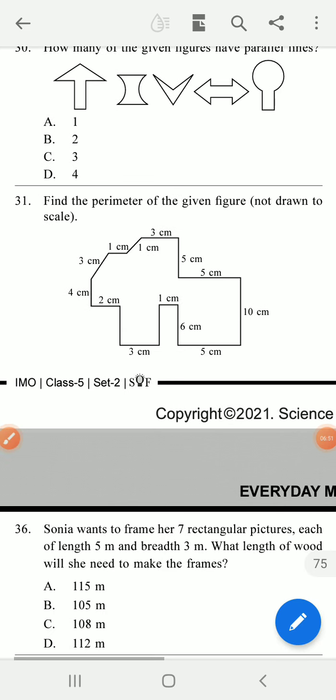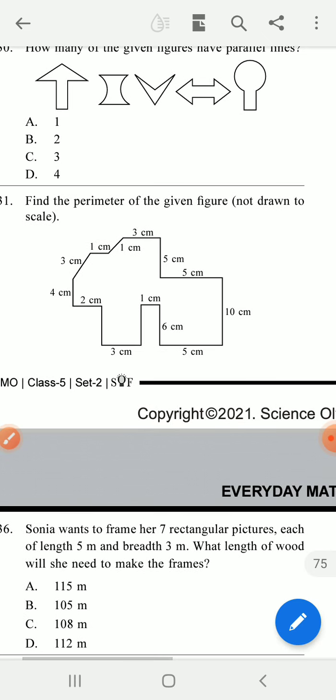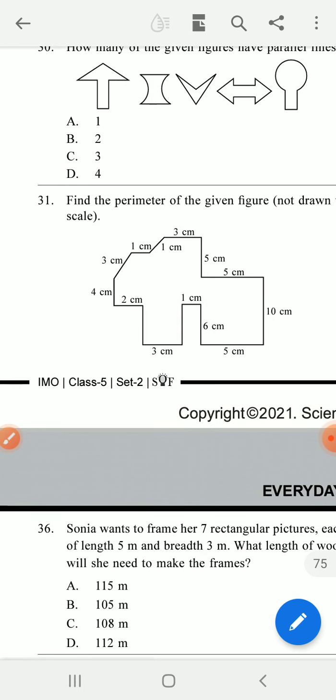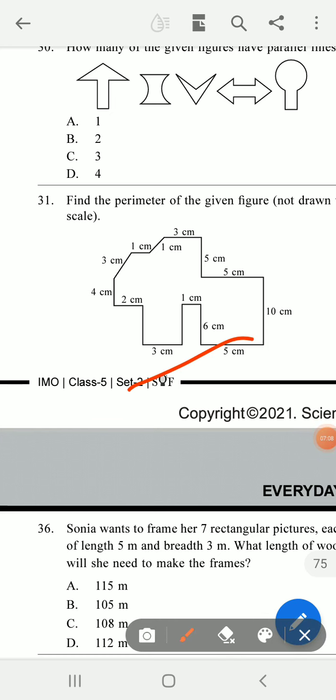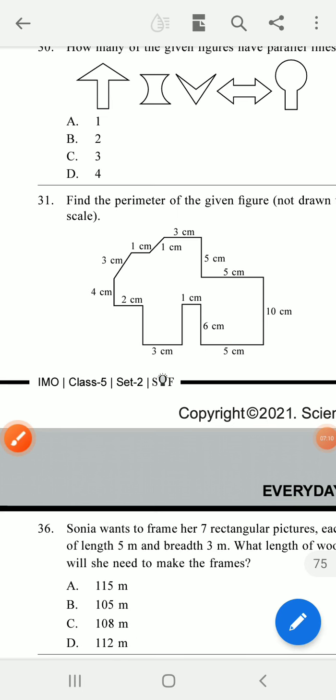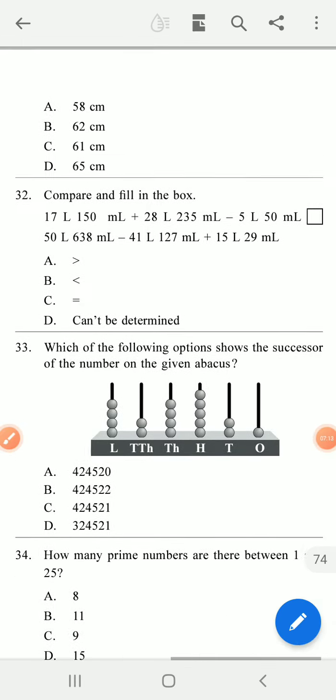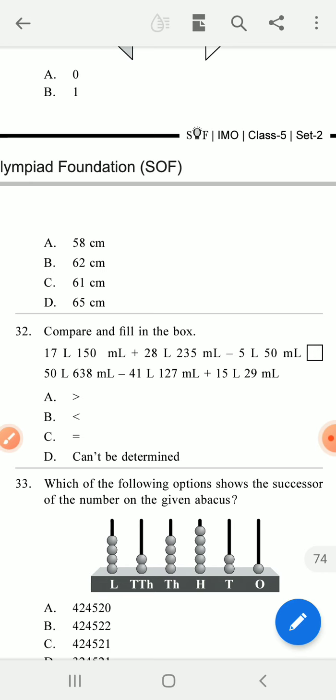Now, find out the perimeter of the given figure. First, see all the sides. Find out the value of all the sides and add them. All the sides must be added. 31. 31C is the answer.